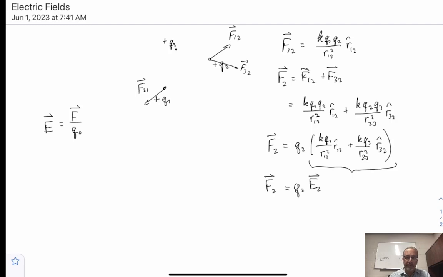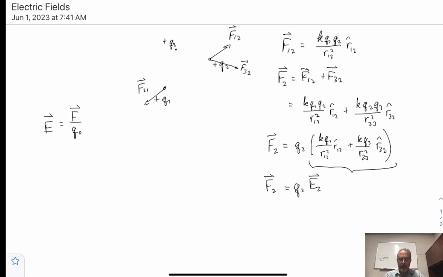If you have a collection of charges, you can compute the electric field from each one of the charges, and then that total electric field will tell you what will happen if a test charge is placed in the location of the electric field vector.